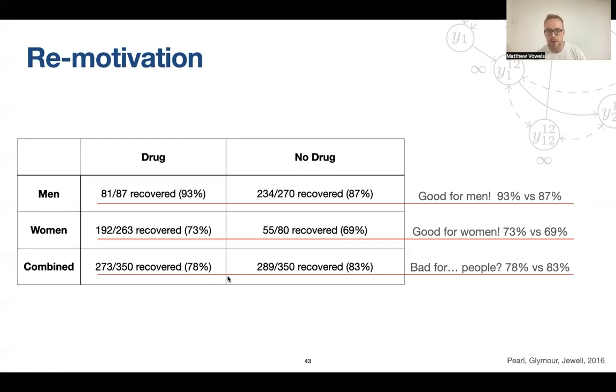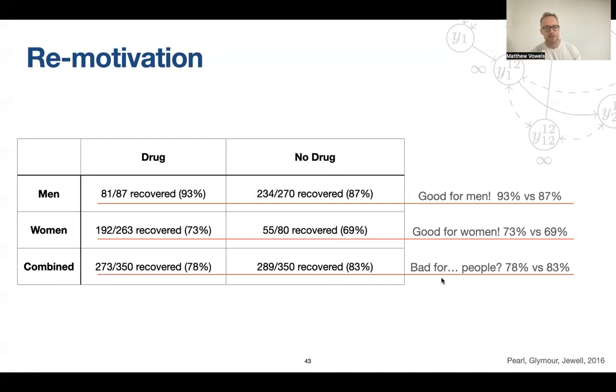And there's no trickery going on here. It really is just summing these numbers together, which could easily happen in reality. These numbers aren't specifically chosen to give us this effect, but we might find that overall, when we combine these data, the drug actually looks bad for people, because only 78% of people who took the drug recovered, whereas 83% of people who didn't take the drug recovered.